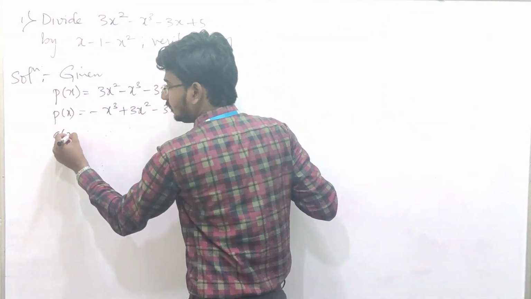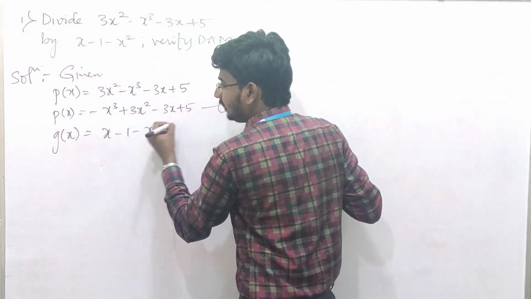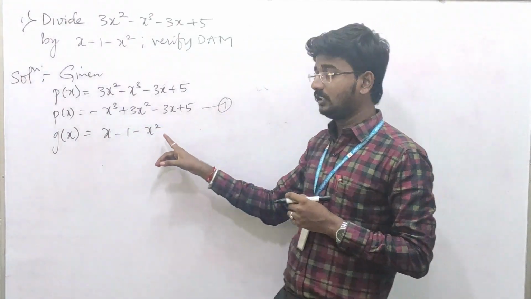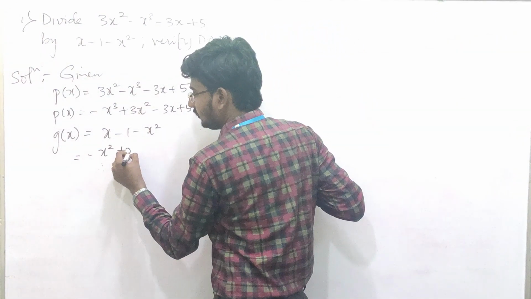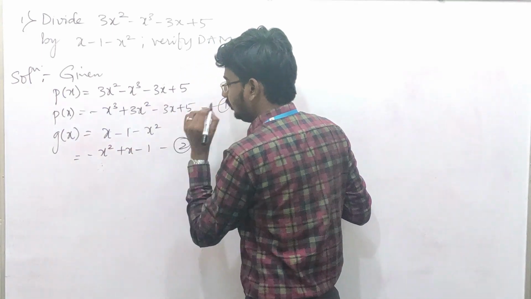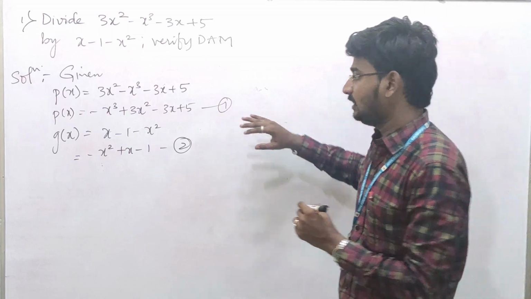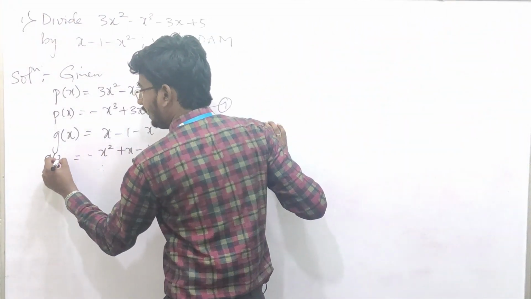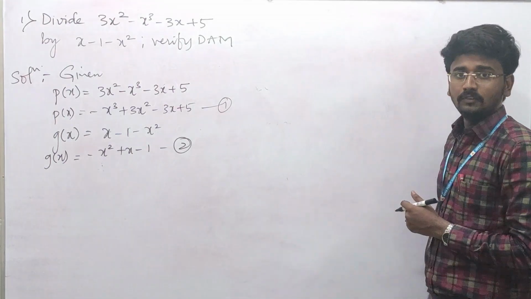G of x value is x minus 1 minus x square. Again it is not arranged in standard form. I have to arrange it. So that is arranged as minus x square plus x minus 1, equation 2. So once I get p of x and g of x arranged in standard form, I can apply long division method. So let me explain here the long division method.